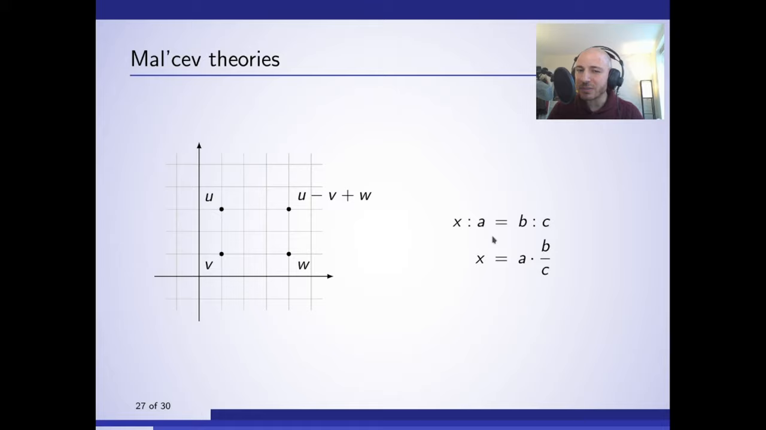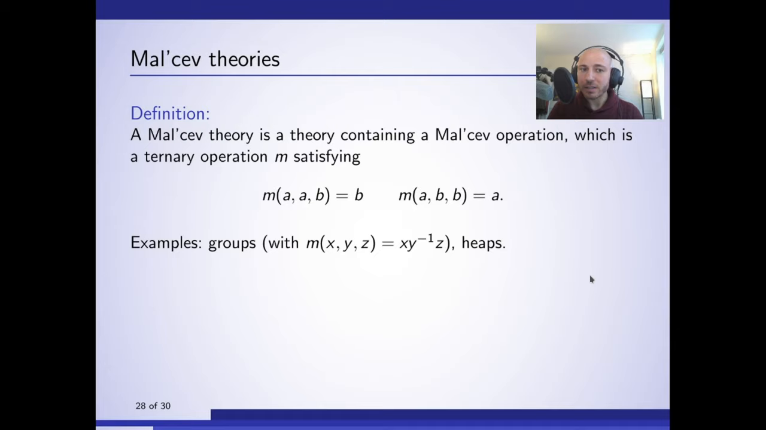So again, what's the intuition? Well, you see how b is to c. Now do that to a, right? Apply this proportion to a. That's what x is, because x is to a. Okay? More generally, a Mal'cev theory is a theory that can be interpreted in this way. So in rigor, it's a theory containing what's called a Mal'cev operation. It's a ternary operation that satisfies these axioms.